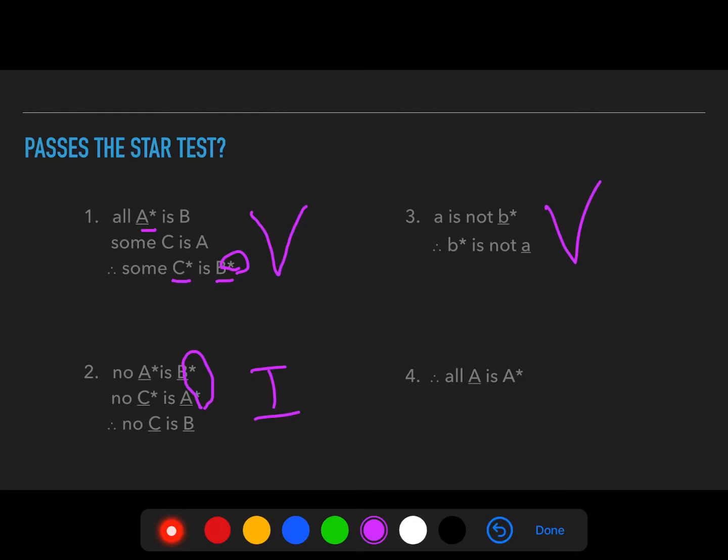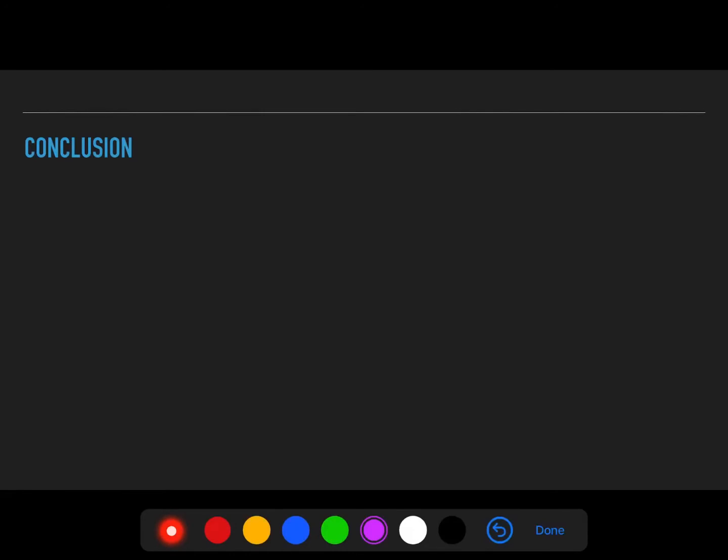And then finally, number 4. Every capital letter starred exactly once? Yes. And exactly one star on the right? Yes. Therefore it passes the STAR test and therefore is valid. All right, so hopefully that helps you with determining syllogistic validity, applying the STAR test.